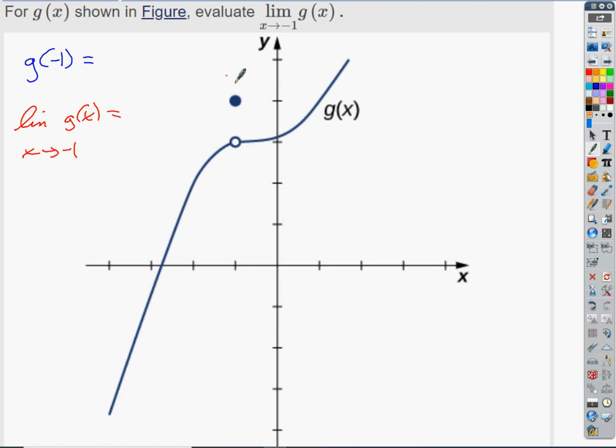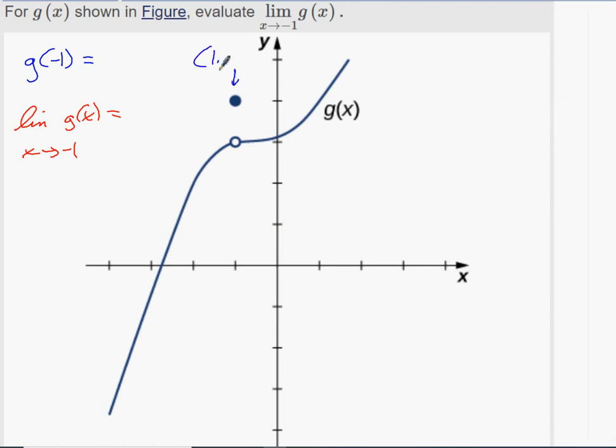Because this point right here has coordinates 1, 4. So when an ant actually steps on an x value of 1, he ends up at the point 1, 4. Okay? What's the answer to the red limit? The limit of g of x as x approaches -1 is what?